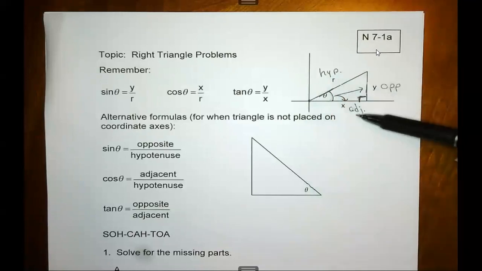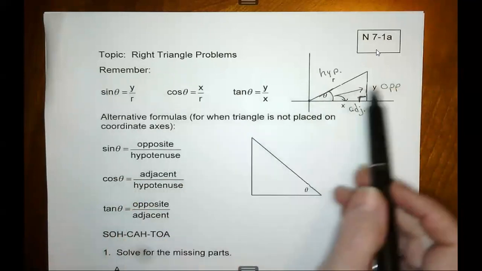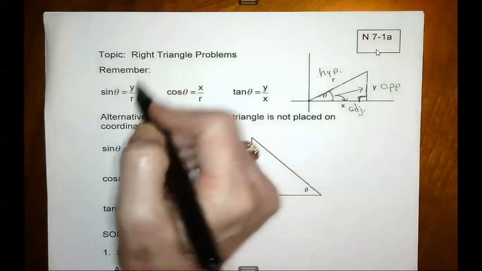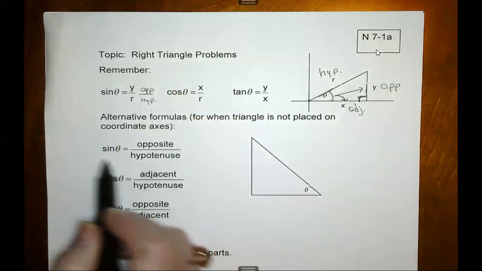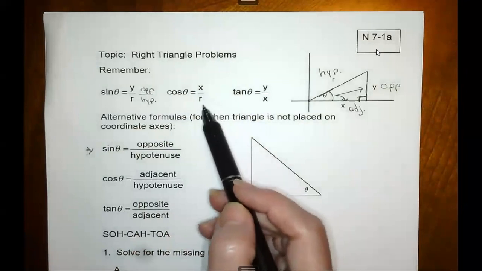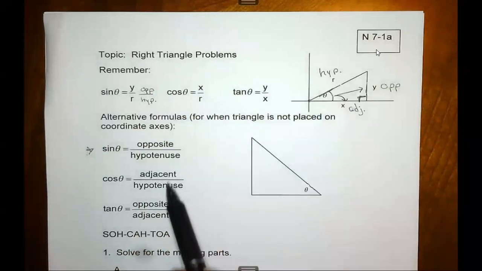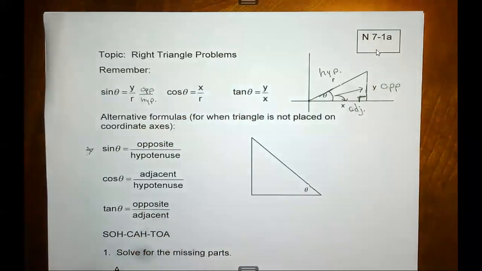So we have opposite, adjacent, and hypotenuse, which is what we can use in right triangle trig if the triangle is not placed on the unit circle. So I know that sine is y over r. Over here, y is opposite, r is hypotenuse, opposite over hypotenuse. Or here it is right here. Sine is opposite over hypotenuse. Cosine is x over r, or adjacent over hypotenuse. Tangent is y over x, or opposite over adjacent.